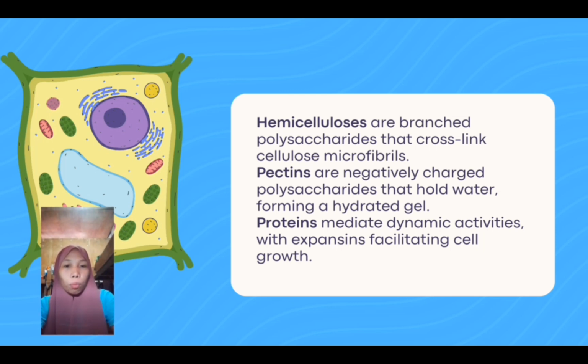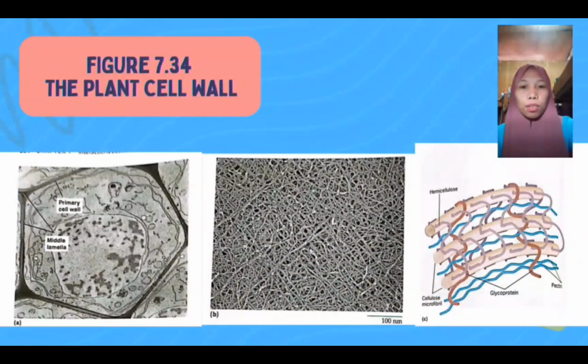So, let's look at the picture. So, this is the plant cell wall. So, as you can see at the image A, meron siyang nakalagay na primary cell wall and middle lamella. So, ang primary cell wall dyan is yung outer layer ng plant cell na flexible, kaya nakakatulong ito sa growth ng cell habang bata pa yung plant. And the middle lamella naman is the layer between two plant cells.